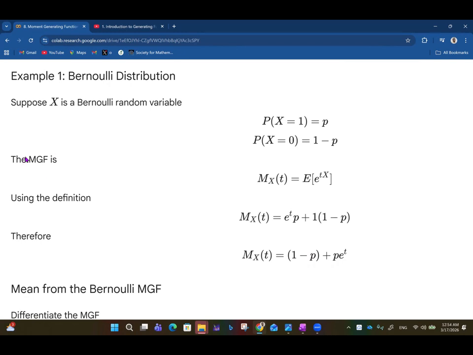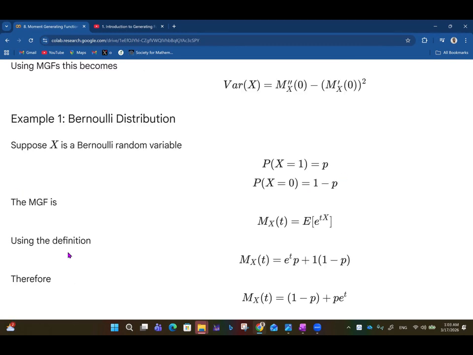So the moment generating function in that case can now be m sub x of t equals the expected value of e raised to power tx. And using the definition, we know that m sub x of t equals e raised to power t times p plus 1 times 1 minus p. Therefore, m sub x of t is 1 minus p plus p e raised to power t.